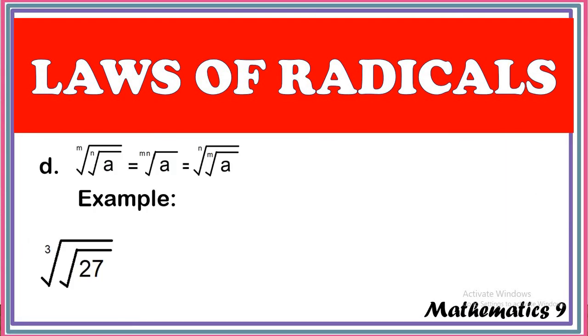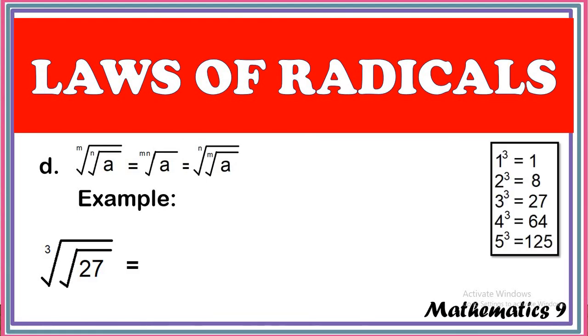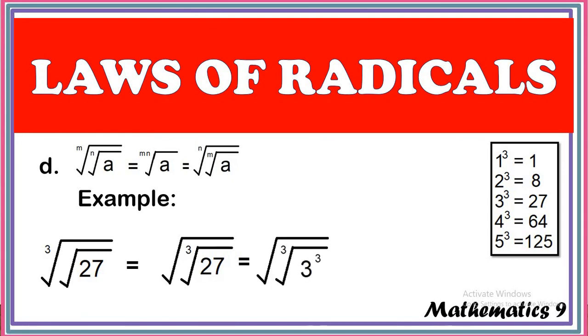The last example is we have the cube root and the square root of 27. Now, 27 is equal to 3 cubed. So, what are we going to do with the radicals? We will interchange them. The square root will go outside, and the cube root will be in the inner part. Because 27 is equal to 3 cubed, we can cancel this part. So your final answer is the square root of 3.